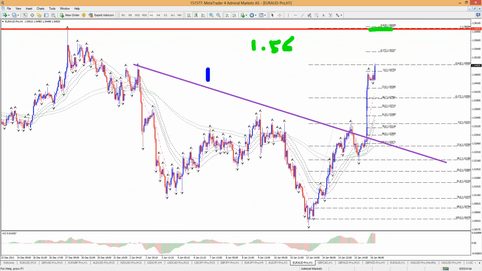I guess the TP I would put at 155.84 or 80, something like that. I mean, a good number of pips below 156.